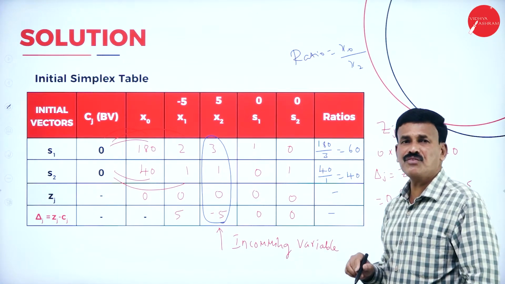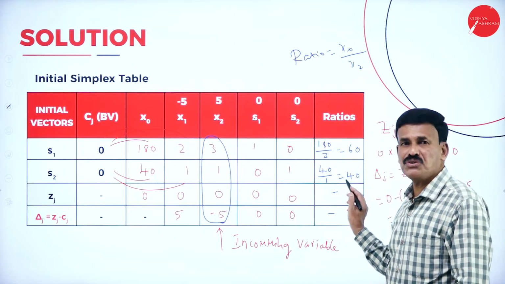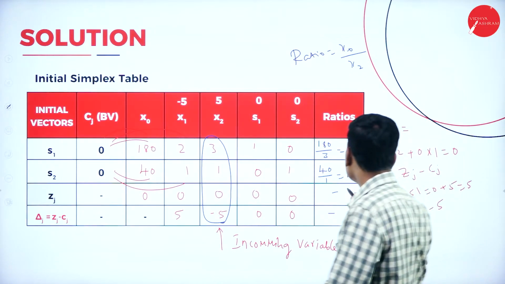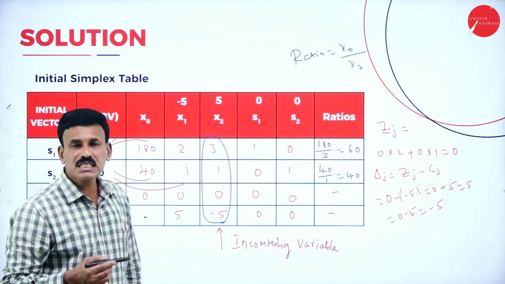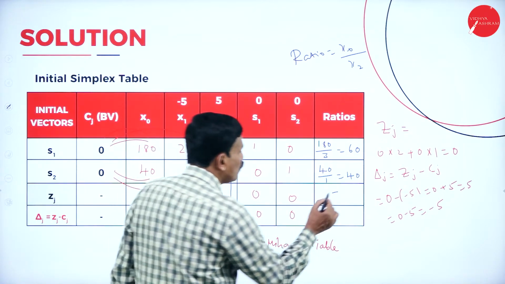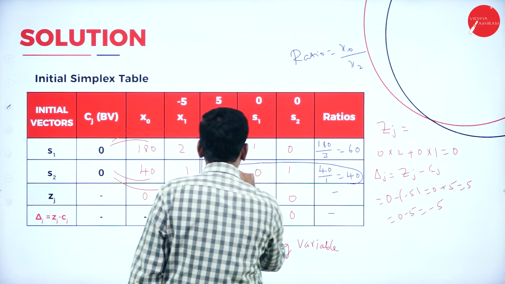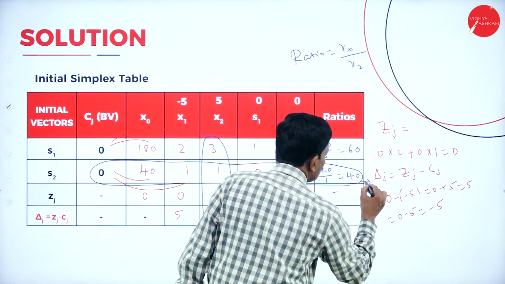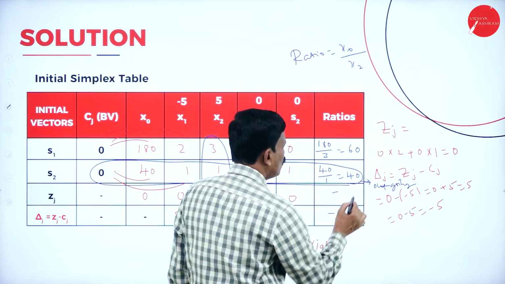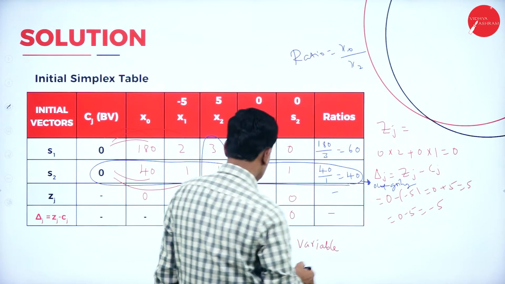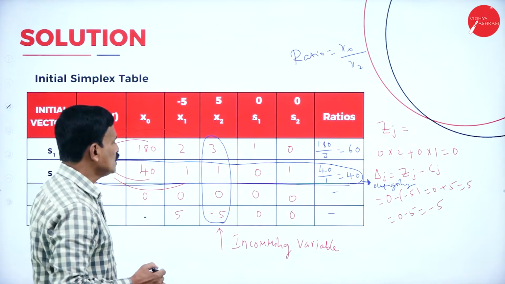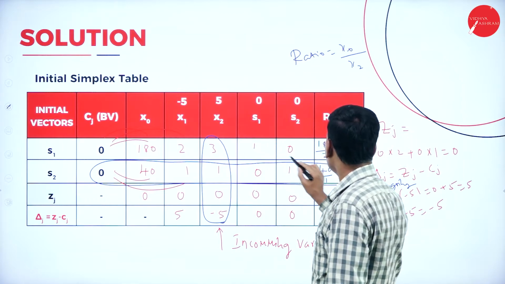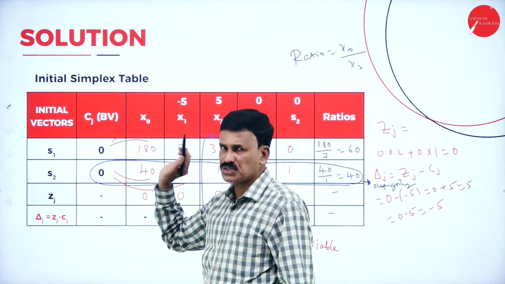Now just identify the least positive value in the ratio column. Here in the ratio column the least positive value is 40. So this is the least positive value, and therefore this is called the outgoing variable. So the incoming variable is x2 and the outgoing variable is s2. Okay.